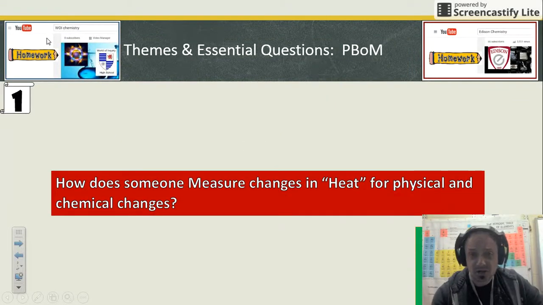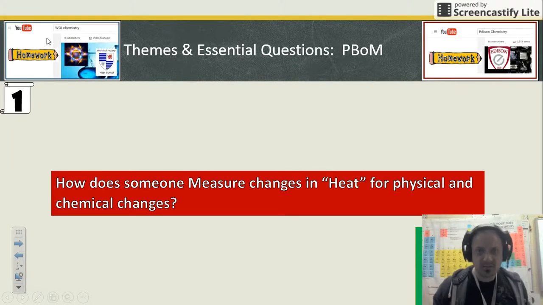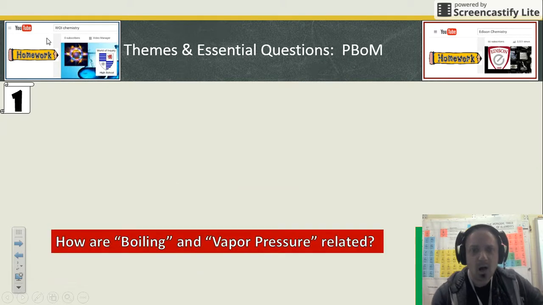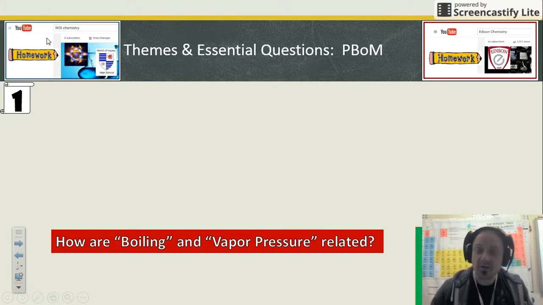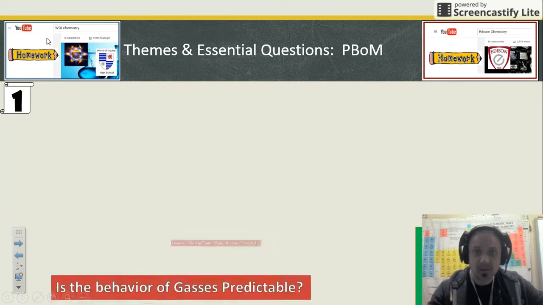How do you measure changes in heat for physical and chemical changes? We're actually going to do math this unit. We're going to put a number to how much heat has been flowing in or out of systems. All righty. There's another reference table. We're going to give a new definition for what boiling really is. And vapor pressure and boiling are related. So we're going to teach that reference table and help you understand how you can change the boiling point of liquids by changing the pressure that is exerted on those liquids.